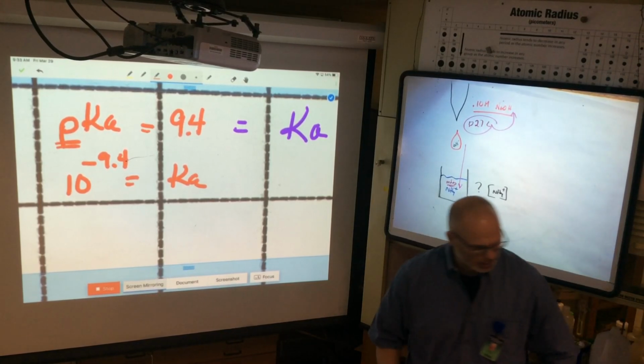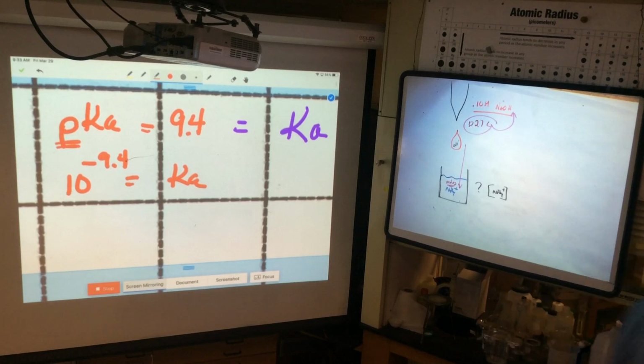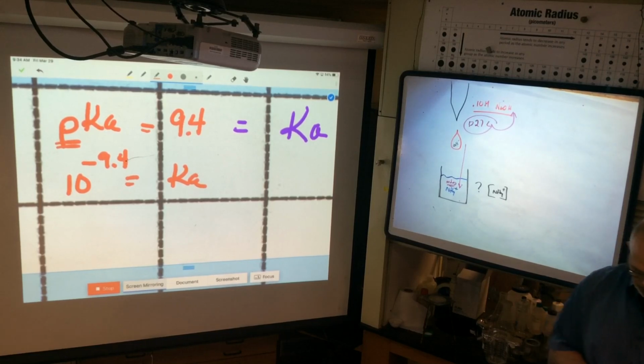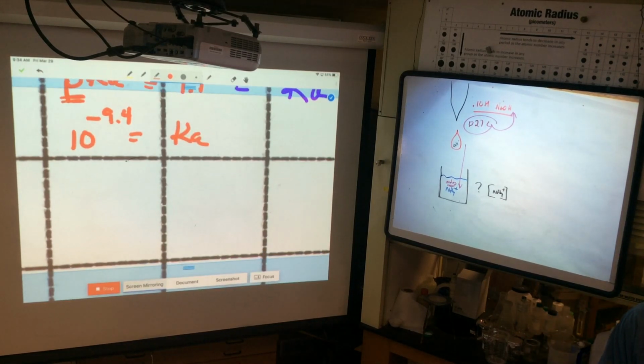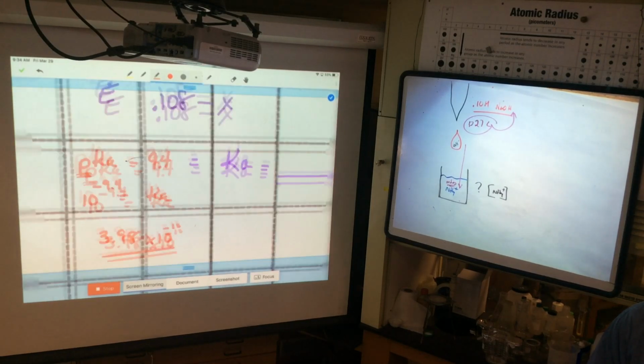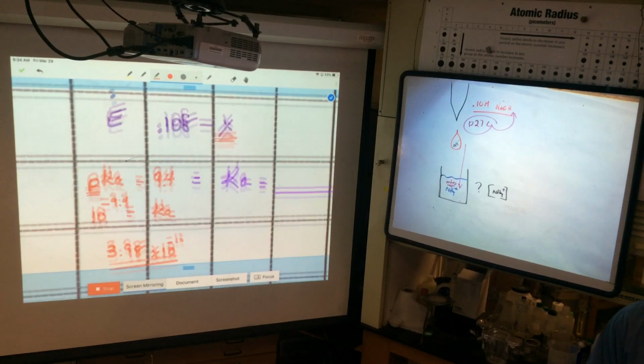I had a calculator in front of me somewhere. All right, so here we go. Yes, it's the inverse, it's the opposite. So I do second function, 10 to the negative x, negative 9.4. And party people, I get a Ka equal to 3.98 times 10 to the negative 10. Hey, that's a small Ka. And that should make sense that we're going to barely go forward, right?